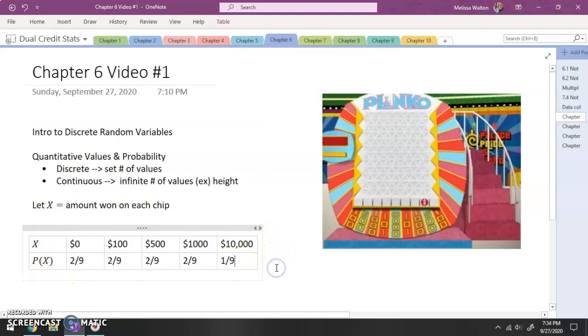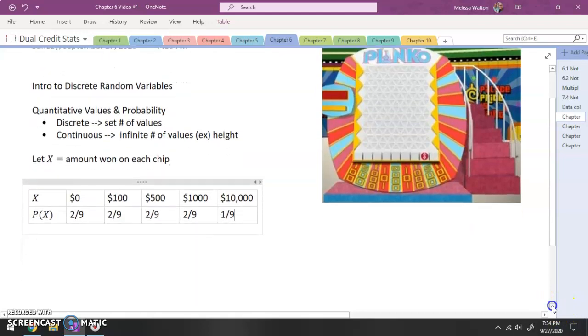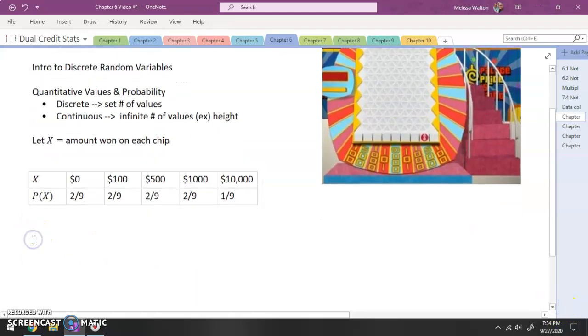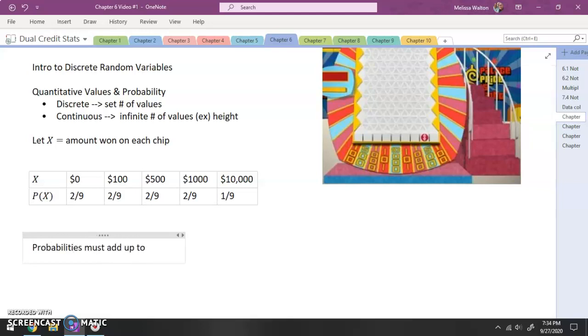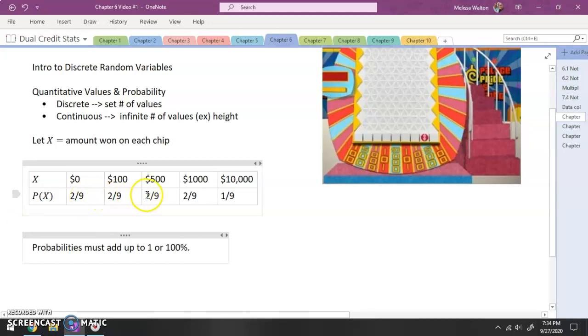So a few things to note here. How I know that this is a valid distribution. Well, first off, all of our probabilities must add up to 1 or 100%. You could have these as decimals if you wanted to. However, these would be repeating. 2/9 is 0.222222 repeating. So I just left those as fractions.